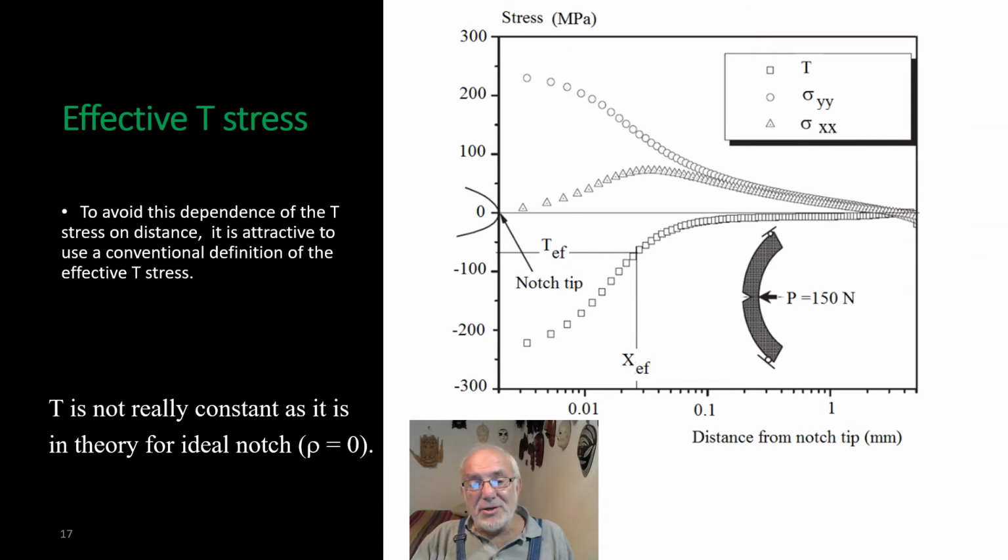But a gauge is not an ideal notch with notch acuity equal to infinity, but it has a finite value. Therefore, the T-stress distribution is not constant, as you can see in this picture, and it is necessary to define an effective T-stress. The effective T-stress is defined as the mean value of the T-stress distribution over the effective distance given by the volumetric method.